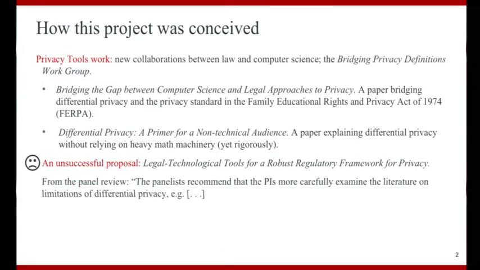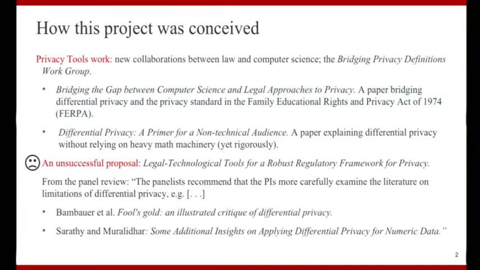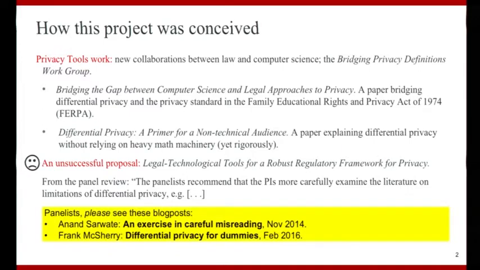We got this review from the panel saying the panelists recommend that the PIs more carefully examine the literature on differential privacy, on limitations of differential privacy in particular. They suggested that we examine these two papers, which unfortunately are really bogus papers on differential privacy. They've been critiqued in at least these two blog posts. One is titled Exercise in Careful Misreading, the second, Differential Privacy for Dummies, echoing some of the ideas in these papers. This was really unfortunate. So we gave up.